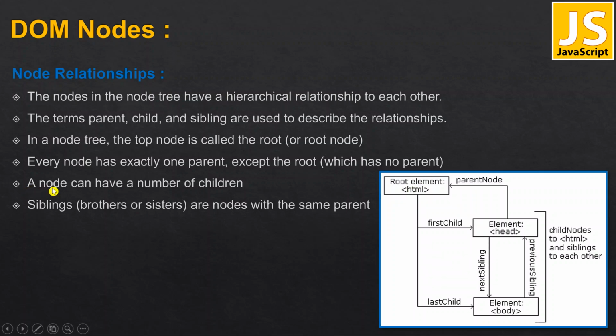And a node can have a number of children. Siblings, or brothers or sisters, are nodes with the same parent. Same parent means, for example, head and body. These are the two children of the root element, so these two are called siblings to each other. So this is the concept, friends.